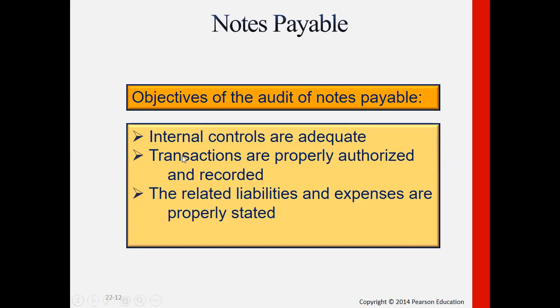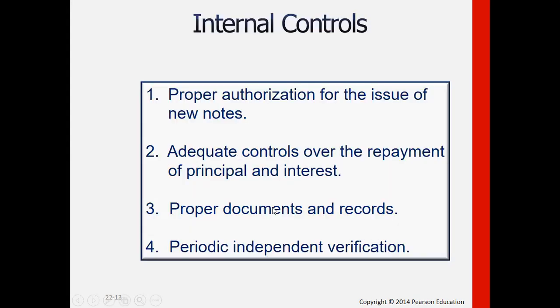Then what are the objectives in the audit of this account, notes payable? We have to check that internal controls are adequate so that whatever controls there are would be able to safeguard or protect the company's assets. And also, we have to make sure that the notes payable have been properly authorized and recorded, and that liabilities and expenses are recorded at correct amounts.